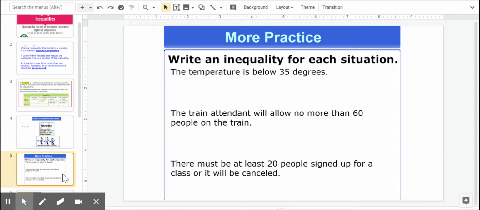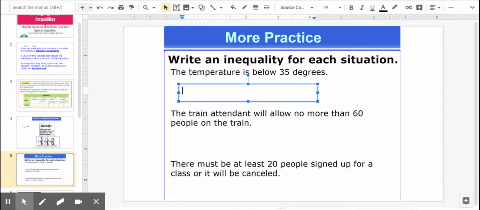Let's practice this a couple more times here. If I want to write an inequality for these situations, so if I have the temperature is below 35 degrees, let's think for a second of what are some temperatures that it could be and some temperatures that it could not be. If it has to be below 35 degrees, I know something like 34 would work. I know something like 32 would work. I know something like -5 would work. Those are all below 35. However, something like 36 would not work because that's not below 35.